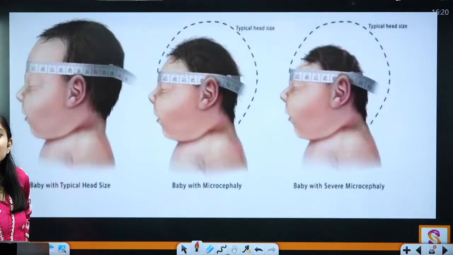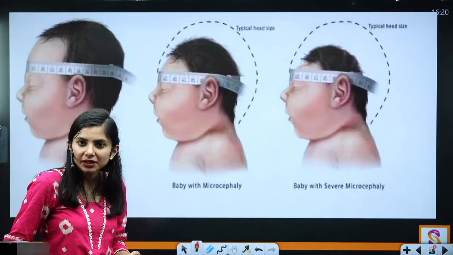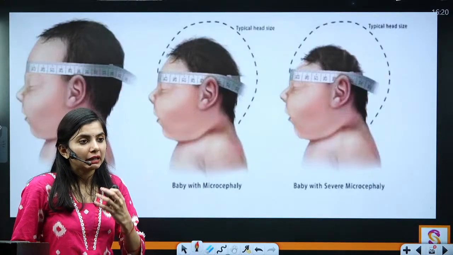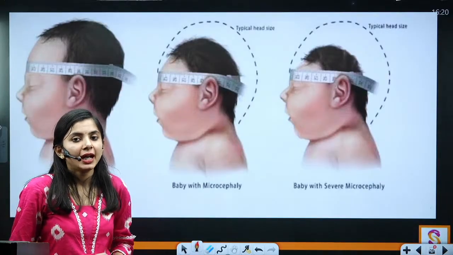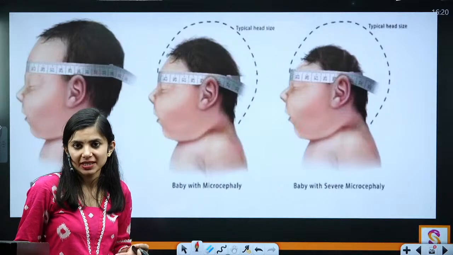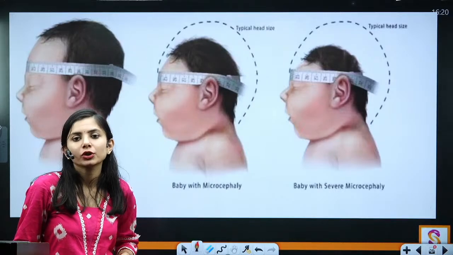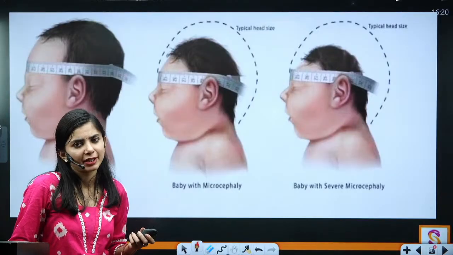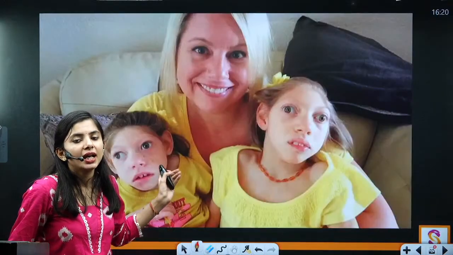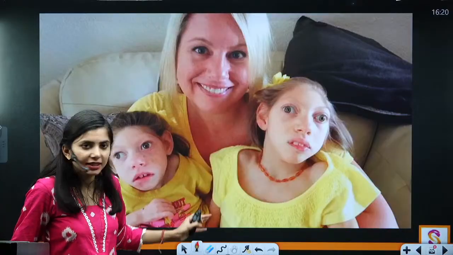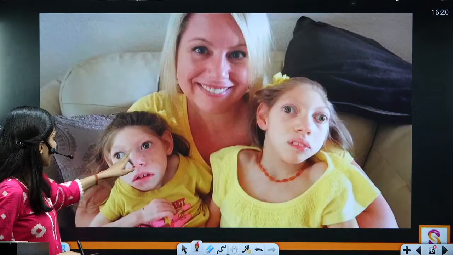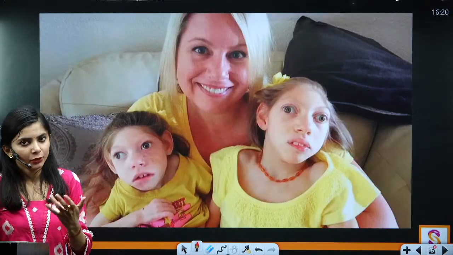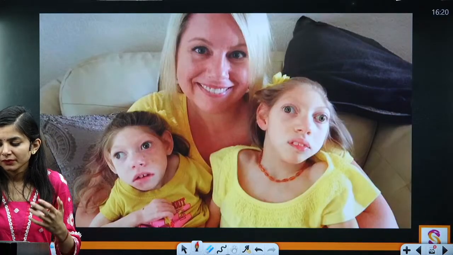Why? Because the brain connects with the nerves and gives direction to the nerves, and if the brain does not have proper spacing, then that person is going to have mental retardedness. The child with microcephaly is born, and this is how the child looks. Here you can also see the eye area. They are not able to focus clearly.